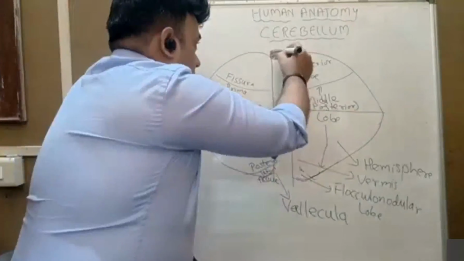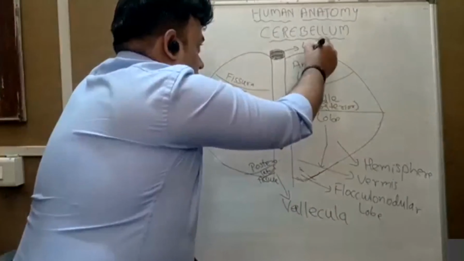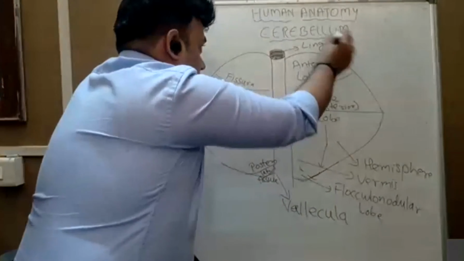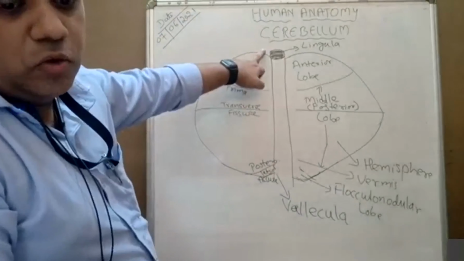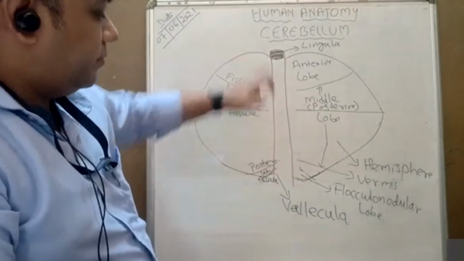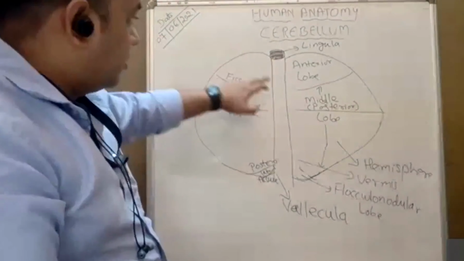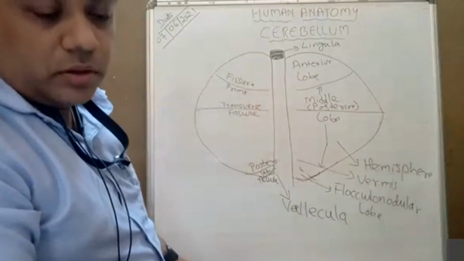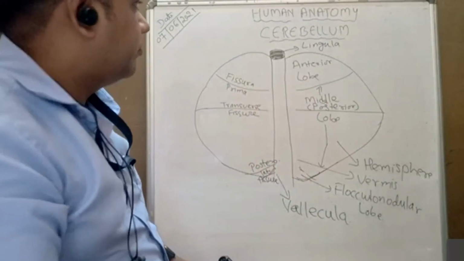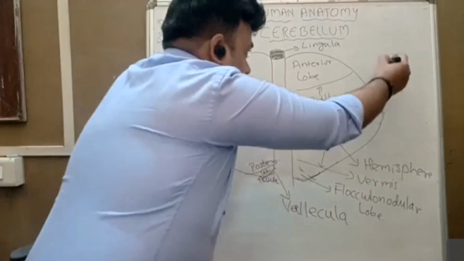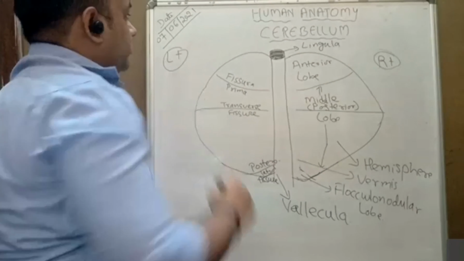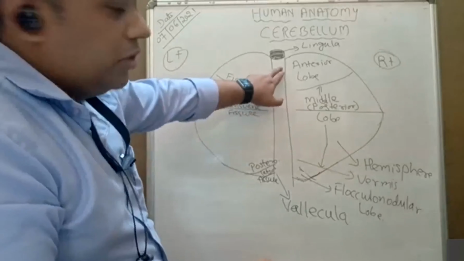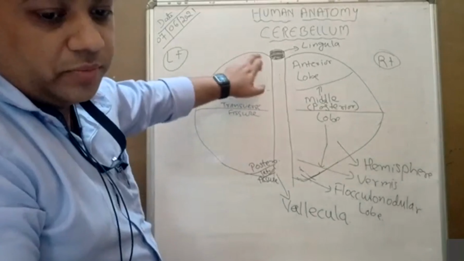So this first part is known as the lingula. The first subdivision, which is present anteriorly, is known as the lingula. Then I will draw all the structure on this side, right side or left. This right, left. Now we will see the extension from here to here.